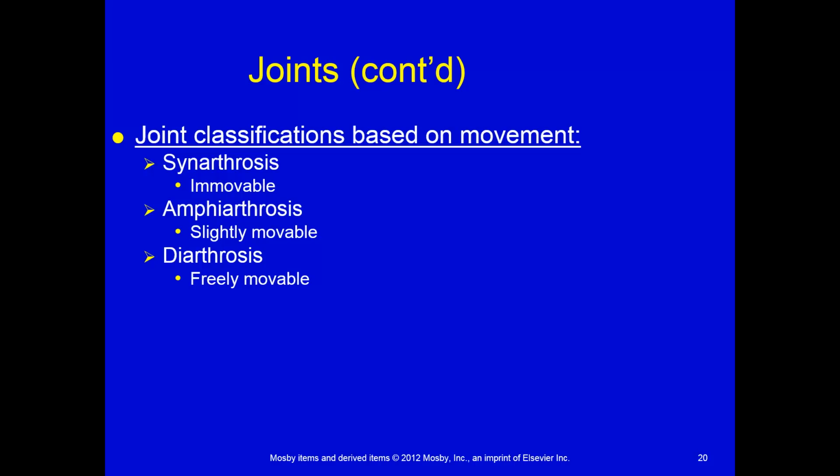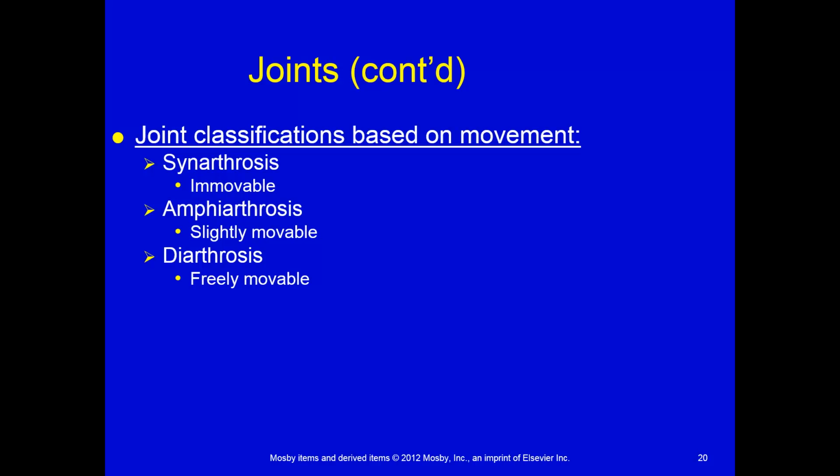Like I just mentioned, the sutures in the plates of your skull, right? Pretty immovable, thank goodness, right? Maybe they move a little bit in the pediatric, sort of baby population, until the bone fills in those fontanelles. But for the most part, pretty immovable. Amphiarthrosis are your sort of slightly movable joints.